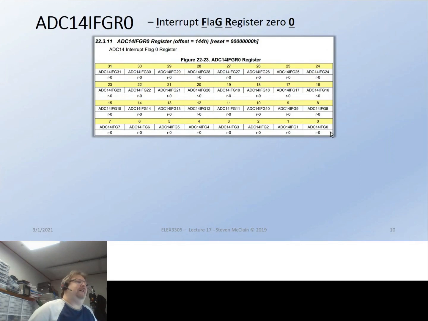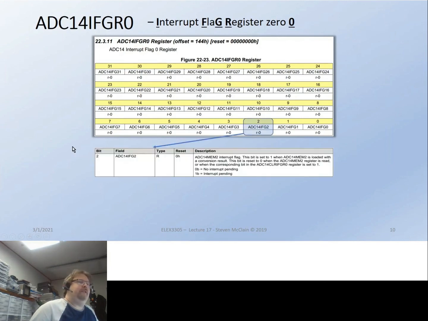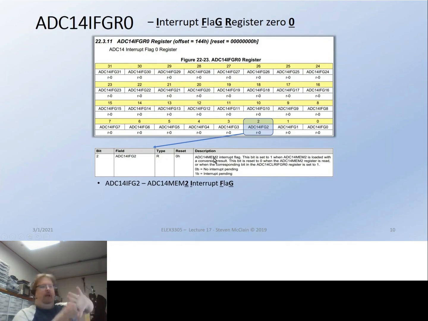Okay, now this is interrupt flags register 0, and it's got 1 bit for each of 32 input registers. Like you got 32 slots that you can have answers go into, and depending on how you set the M control, that'll set which ones get used and which ones get hooked up to what channels and what references and all that stuff. And then this register will put a 1 bit on when that memory register gets written with a number.